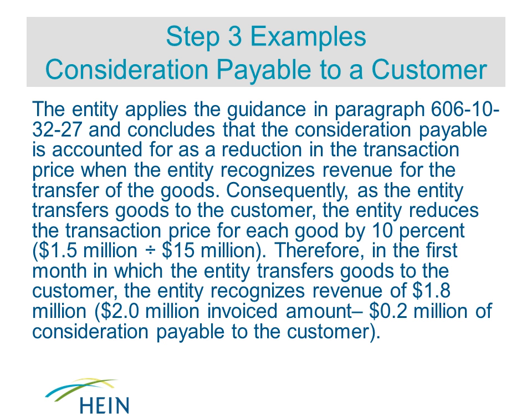And the next slide just provides the nuts and bolts as to how that would be accounted for. Basically, the entity is going to reduce the transaction price for each good that is sold by 10%, calculated at 1.5 million divided by the 15 million. So in the first month, the entity transfers goods to the customer. The entity recognized revenue of 1.8 million, which is 2 million of the invoice amount, less the 0.2 million of consideration payable to the customer.